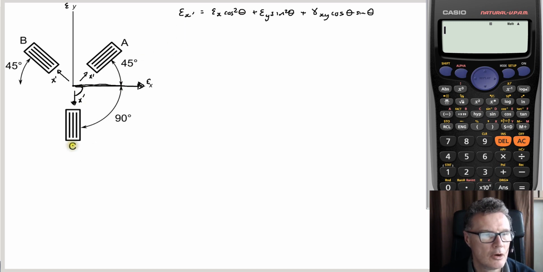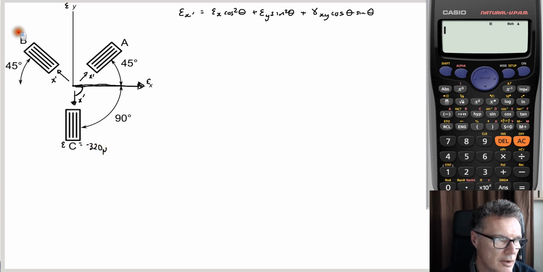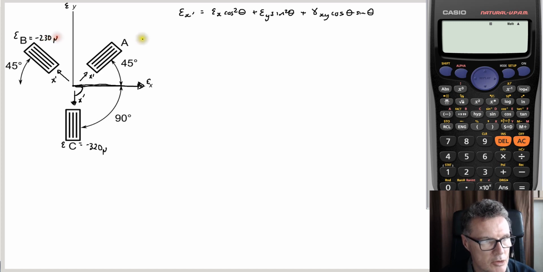The first one that goes in will be whatever the strain is measured at C, and I get a reading of 320 microstrain in the C direction. Whatever strain is measured in B, I had a minus 230 microstrain, and in the A direction it's 110 microstrain. So actually we should do the A first, shouldn't we? Let's do them in order.